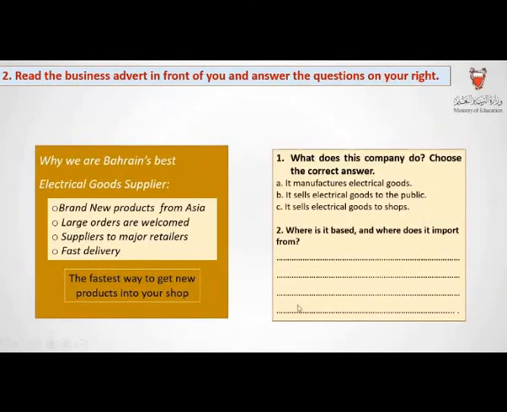Okay. Now, this is the final activity for today's lesson. Read the business advert in front of you and answer the questions. So you've got the advert on your left. Why we are Bahrain's best electrical goods supplier. Number 1, brand new products from Asia. Large orders are welcomed. Suppliers to major retailers. And finally, fast delivery. The fastest way to get the new products into your shop.